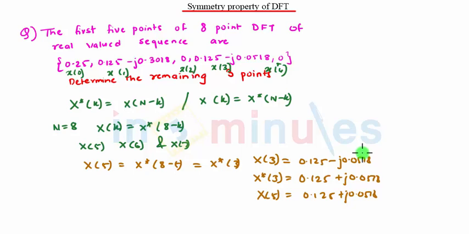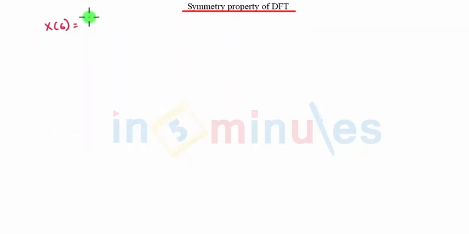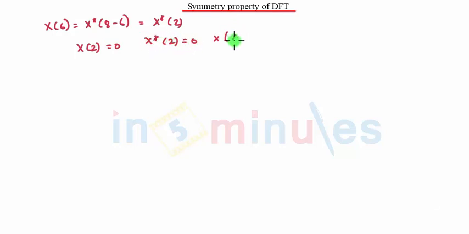Similarly, for X of 6, we put it equal to X star of 8 minus 6, that is X star of 2. Now X of 2 is 0. So again X star of 2 will also be 0. So X of 6 is equal to 0.